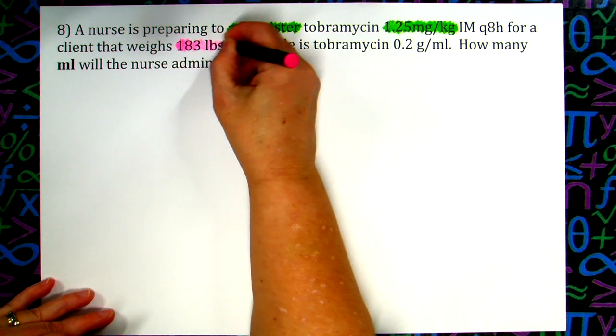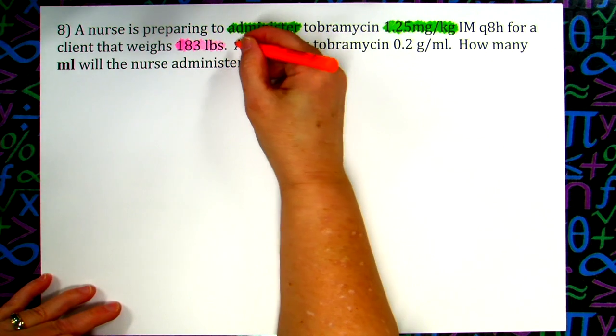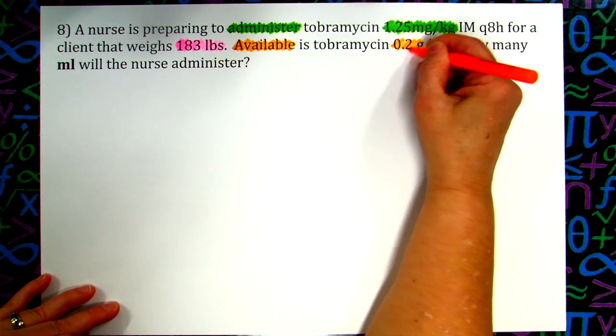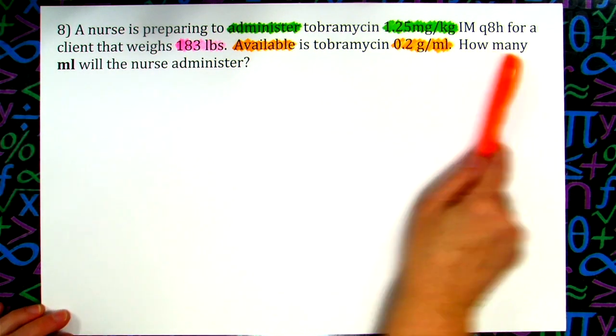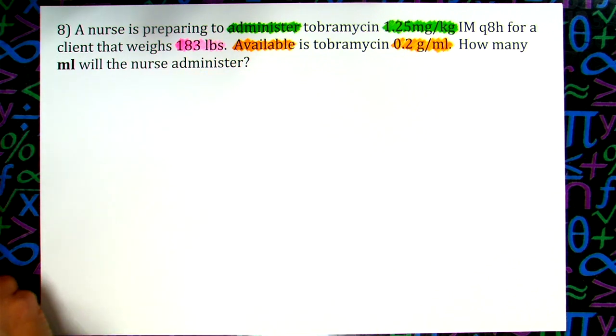All right, so there's some more important information. And the medicine is available as 0.2 grams per milliliter. Okay, so how many milliliters will the nurse administer? Just straightforward, how many will he administer?